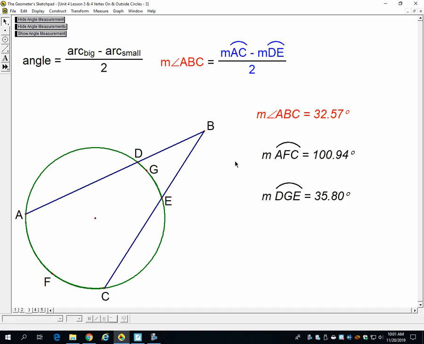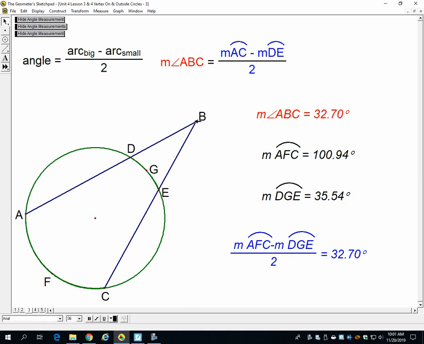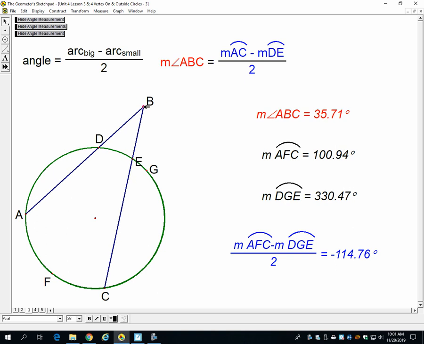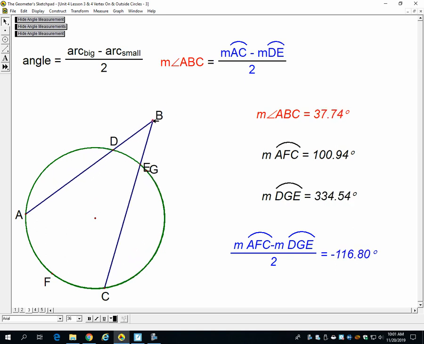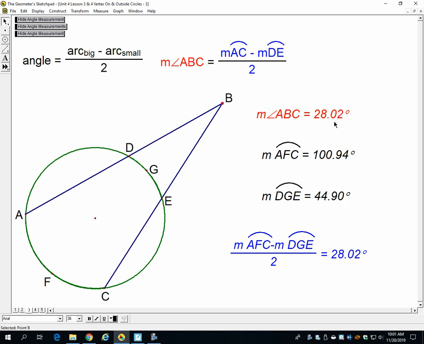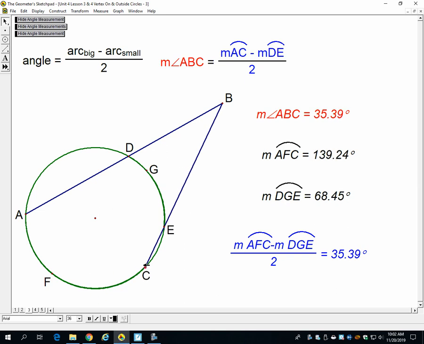And so we're going to measure the angle. Now I'm going to measure my two arcs. Again, remember that I have to add in a third letter here just because of the program. And now I'm going to subtract the two arcs and divide by 2. And you can see that the angle and the two arcs subtracted divided by 2 are the same. So I can move some things around and change the measure of the angle, and they're the same. Still the same.